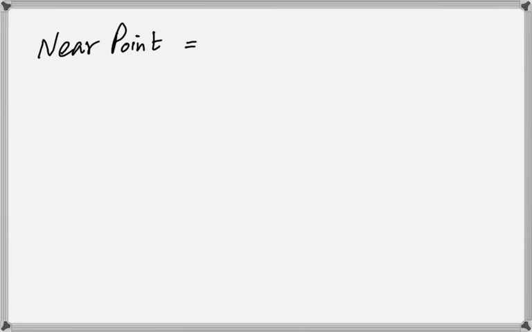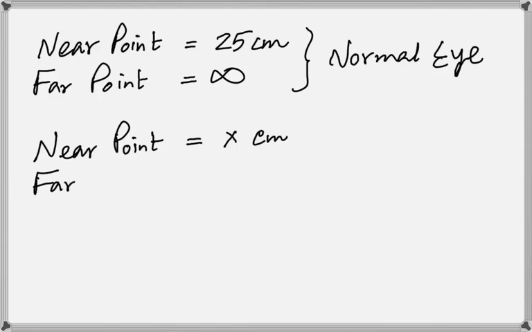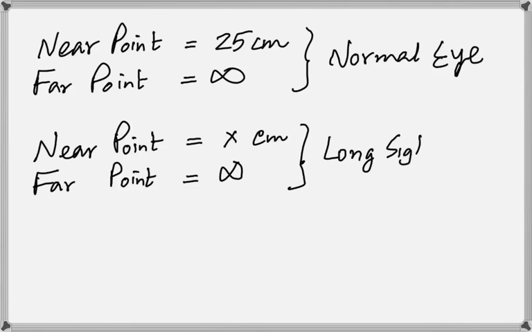What is the near point of a normal human eye? 25. What is the far point of a normal human eye? Infinity. Near point is 25, far point is infinite for a normal eye. But for long sight, the near point becomes X centimeters and the far point stays at infinity. Check it out with me, don't just write. Is that true for long sight? Hyperopia. Can long-sighted people see distant objects clearly?